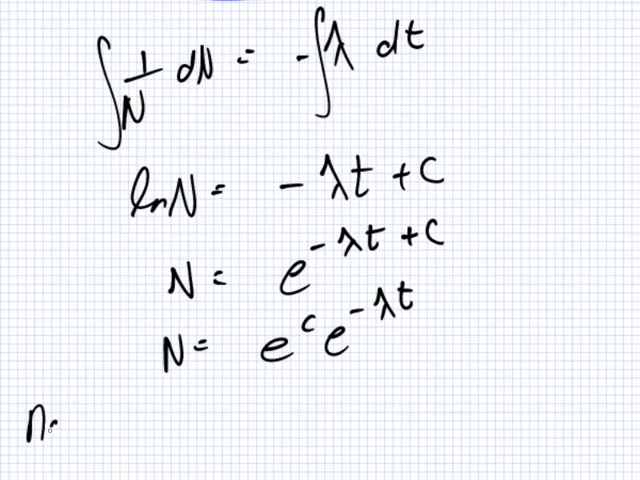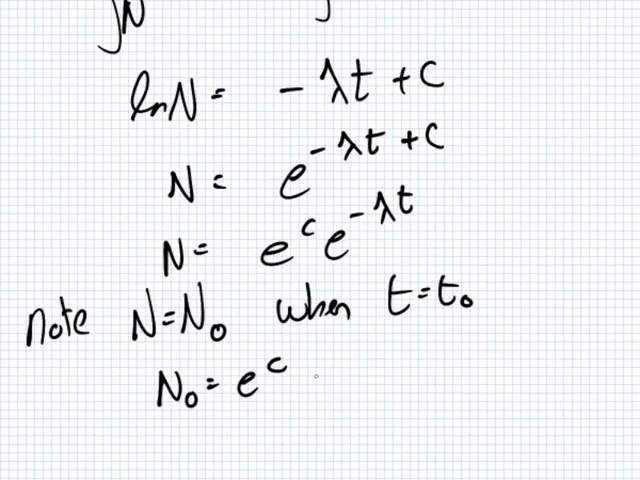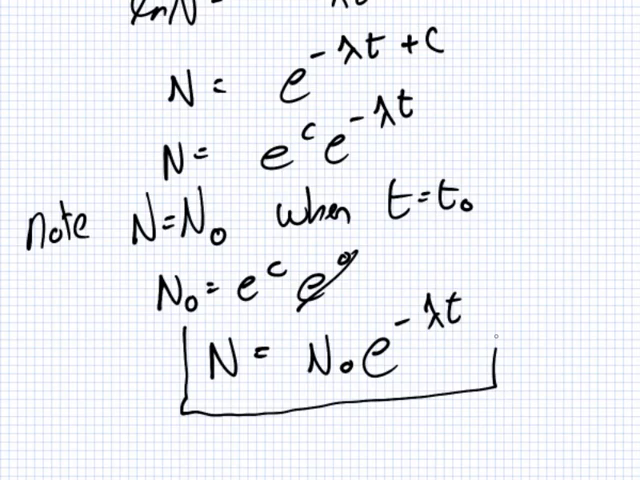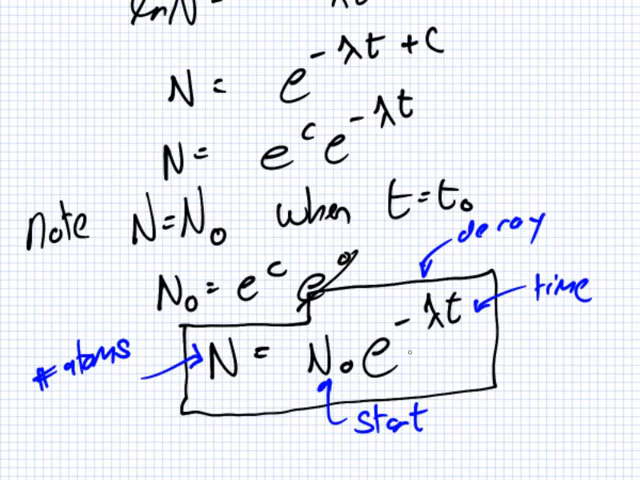But note that n equals n0 when t equals 0. So that means you get n0 equals e^c times e^0. So then we get n equals n0 e^(minus lambda t). So now what you've done is you've found a formula for how many nuclei, how many atoms you have left. This is the number of atoms. This here is the decay constant. This here is the time. And this is what you start with. So if you know the decay constant and what you start with, then you can know how many atoms you have at whatever time.